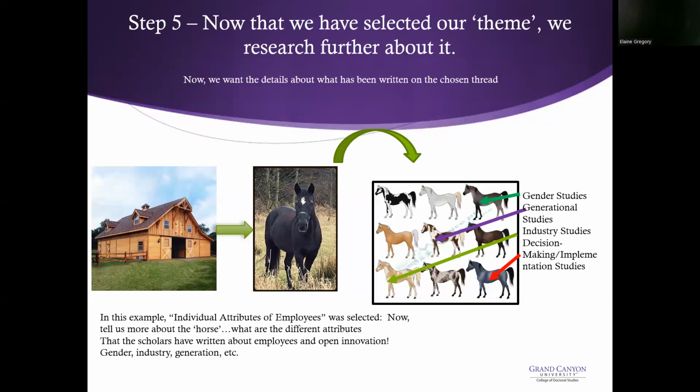We know that there could be gender studies, there could be generational studies, there could be industry-specific studies, and there could be decision-making and implementation studies. All of those other horses represent what we know about individual attributes of employees in open innovation. We go down to this level so that we can understand and begin to determine what we know about that topic and what we do not yet know, which might be a missing horse that we need to study.